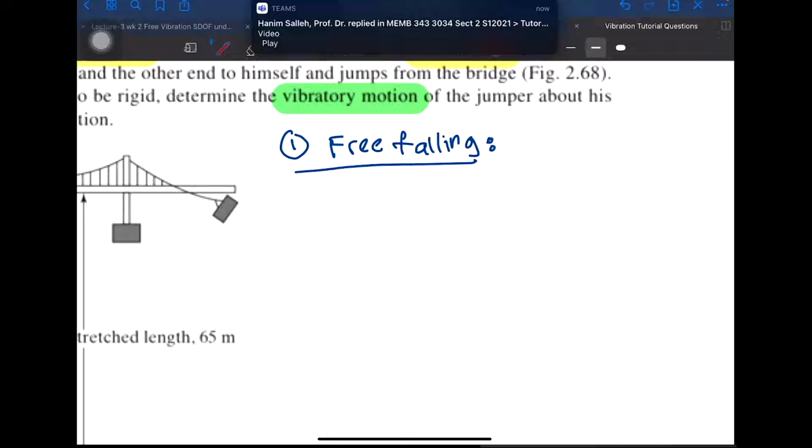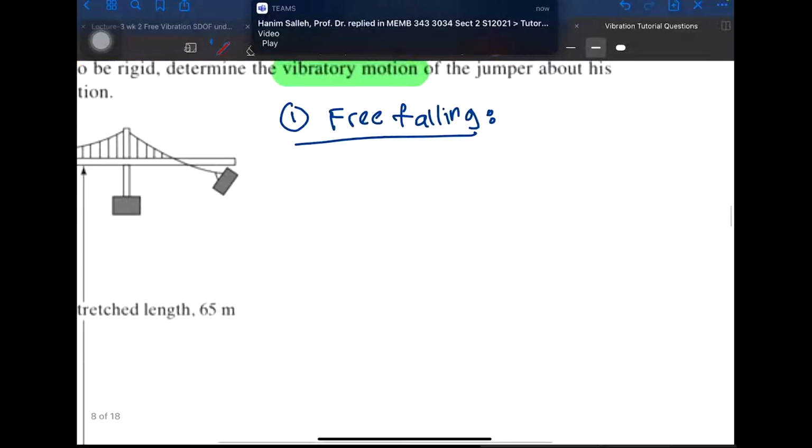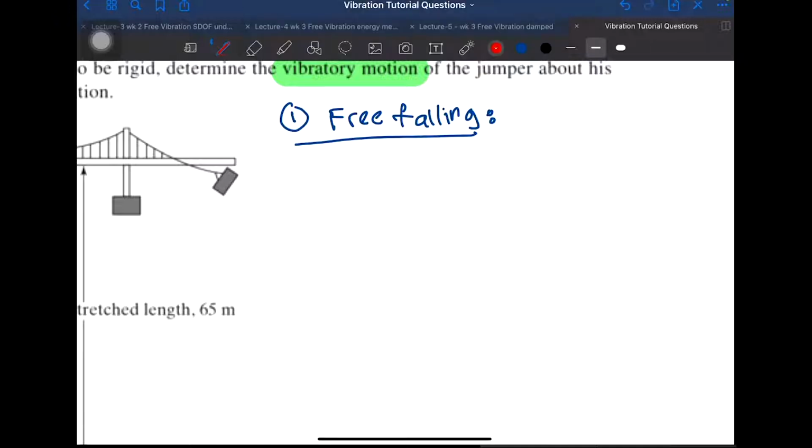The formula for free falling is basically potential energy equals kinetic energy, right? So for free falling, potential energy equals kinetic energy, and we want to find the velocity. The mass on both sides you can cancel off, and then you can equate and make v the subject of the formula.